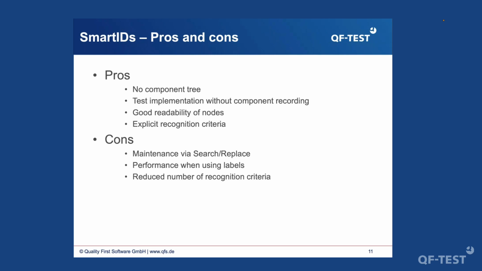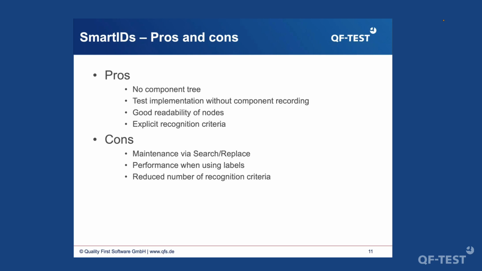With the SmartIDs, you can directly say for each and every action, you can define this OK button I want to find by the name, and this save button I want to find by the label, and this text field I want to find by the label which is on top of the component or something like this. The cons, obviously, are more or less the same.